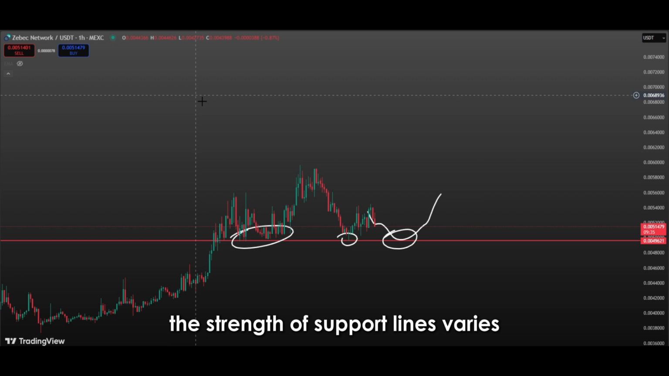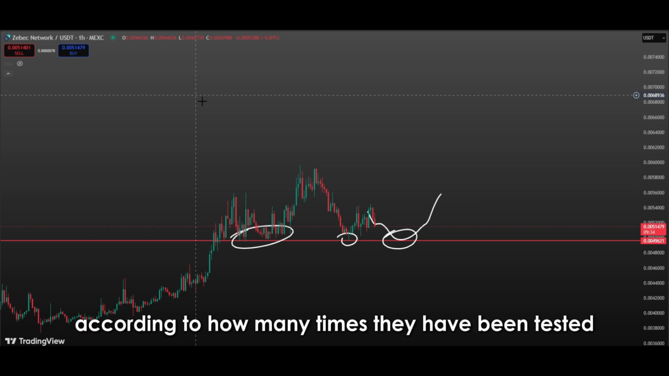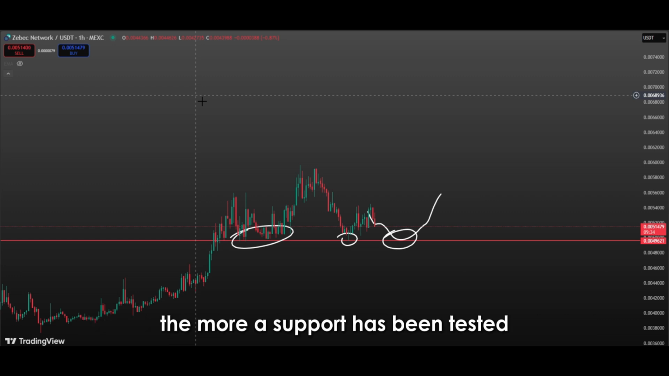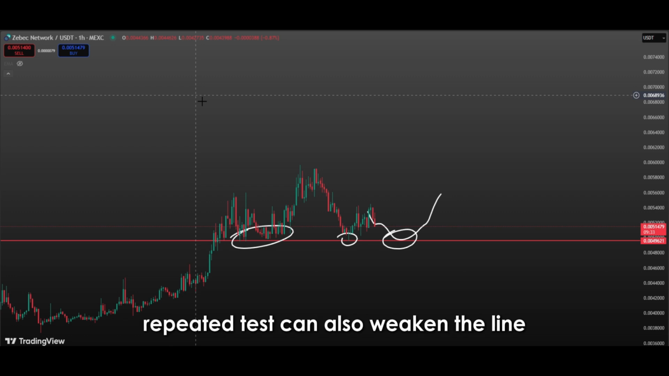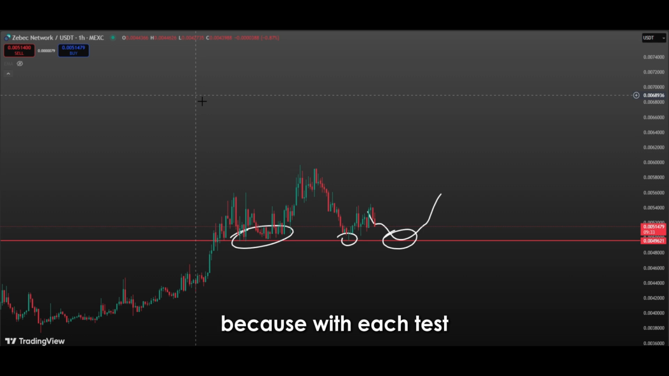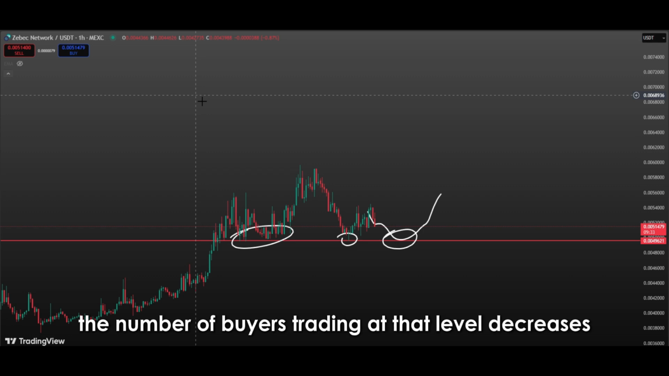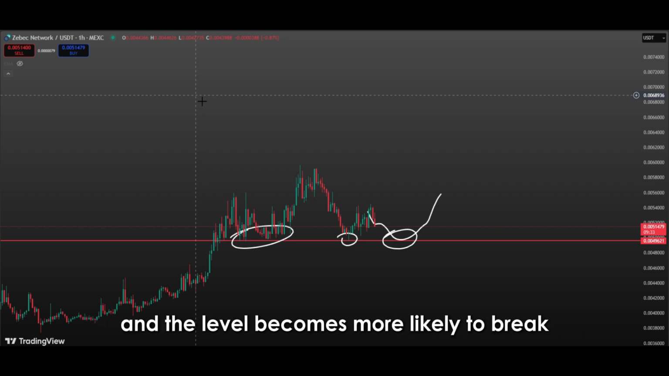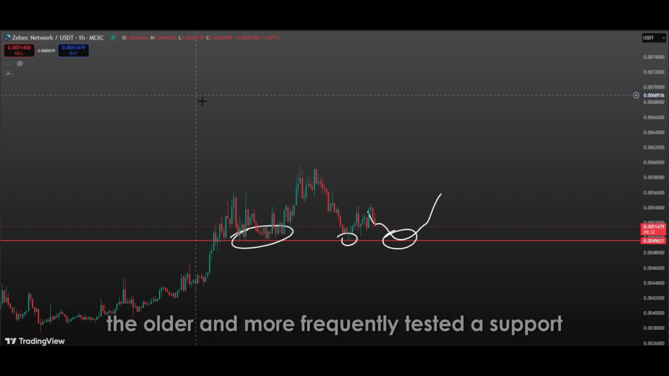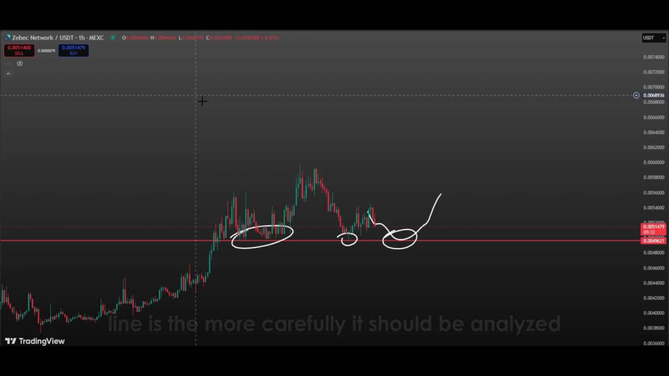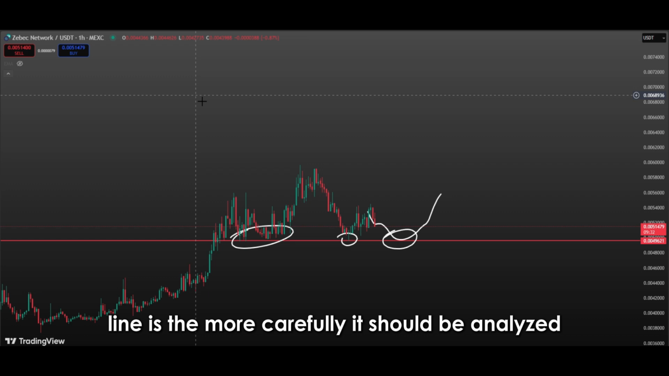Finally, the strength of support lines varies according to how many times they have been tested. The more a support has been tested, the stronger it is. But at the same time, repeated tests can also weaken the line, because with each test, the number of buyers trading at that level decreases and the level becomes more likely to break. Therefore, the older and more frequently tested a support line is, the more carefully it should be analyzed.